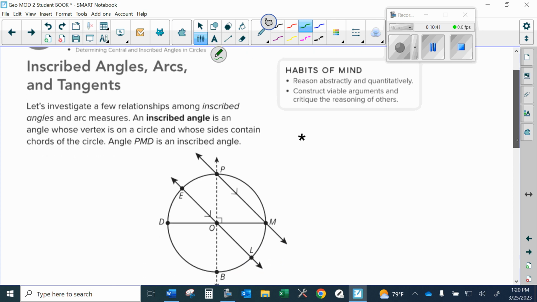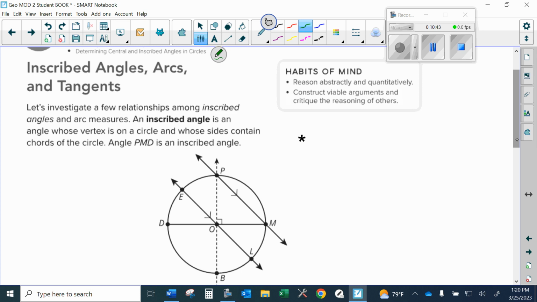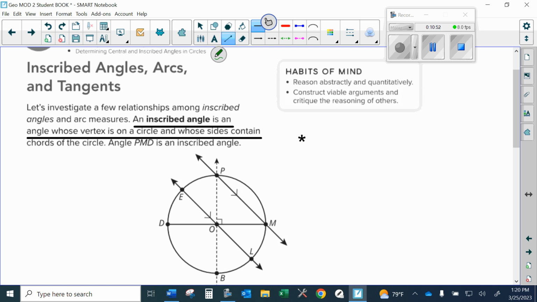An inscribed angle. So we've got inscribed angles, arcs, and tangents. An inscribed angle, it says right here, is an angle whose vertex is on the circle and whose sides contain chords of the circle. So basically, you want to just think of the angles on the circle. An inscribed angle is the angle on the circle.